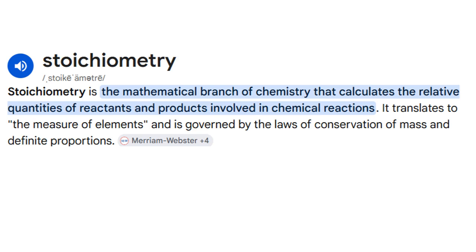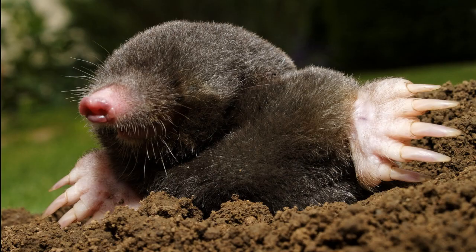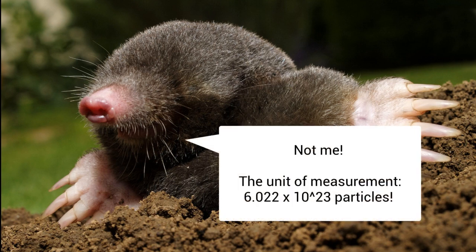The main thing in stoichiometry to understand is moles. No, not that type of mole. Moles are a unit of measurement. That basically just means a lot of a certain element, molecule, or compound. More specifically, 6.022 times 10 to the power of 23 atoms.